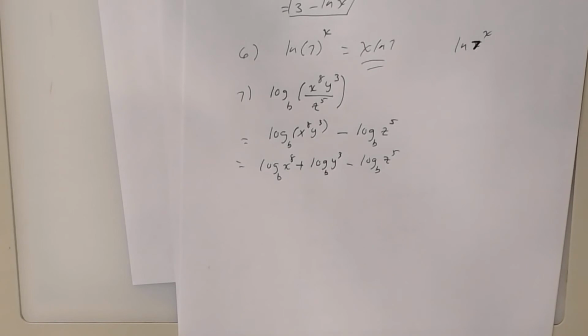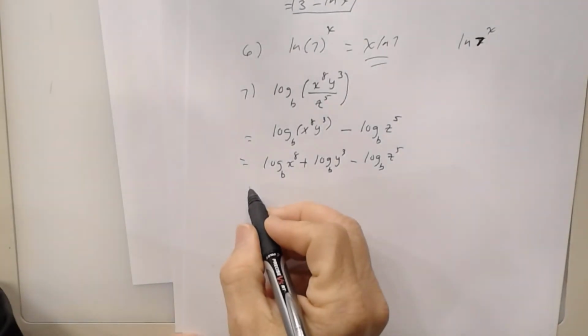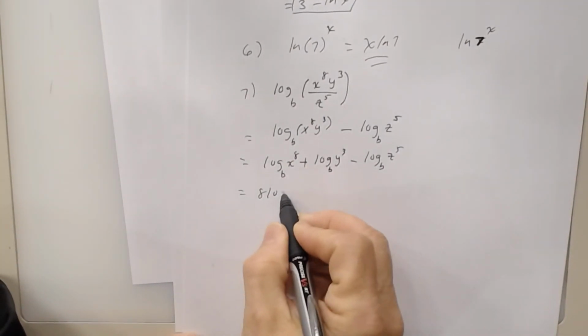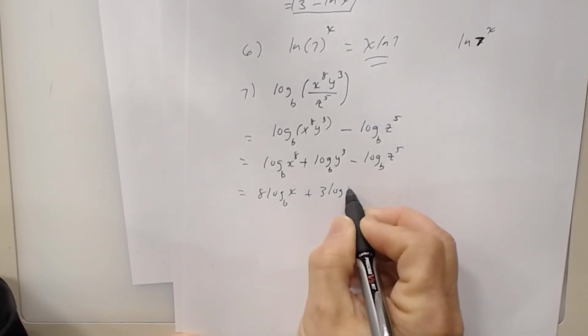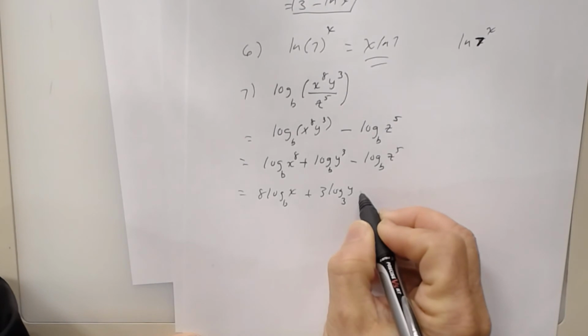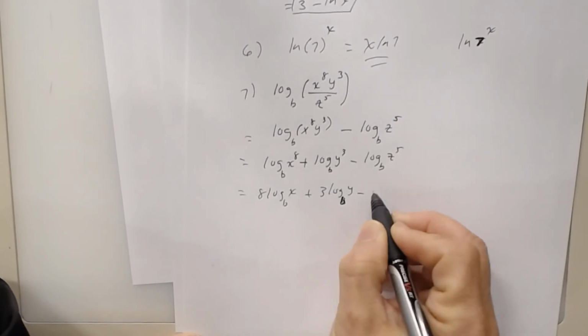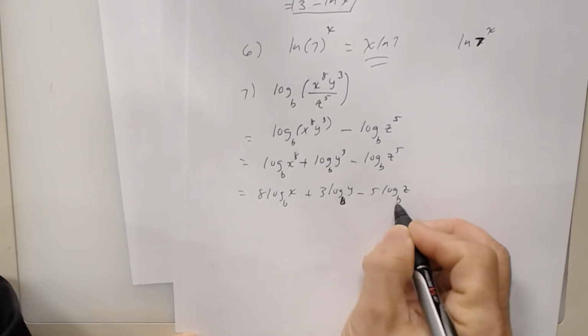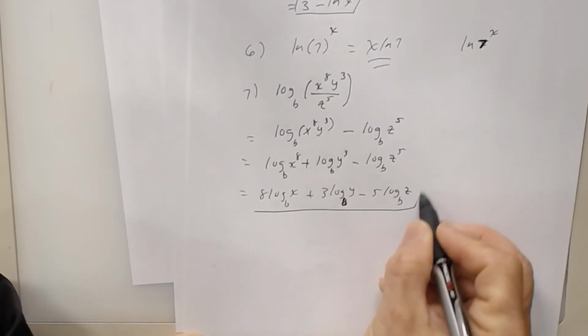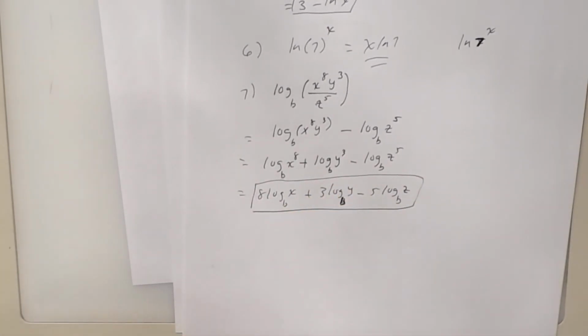And now one more step when you're done. What's the next step? Use the power rule. So what's the answer? 8 log x base b plus 3 log y base b minus 5 log z base b. And I can't simplify anything, so I'm done. Okay?